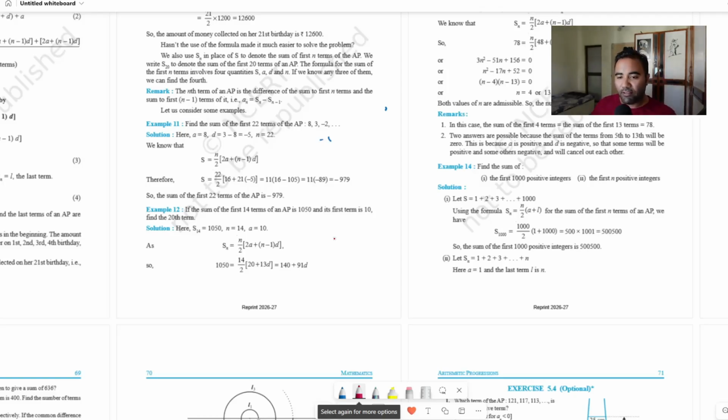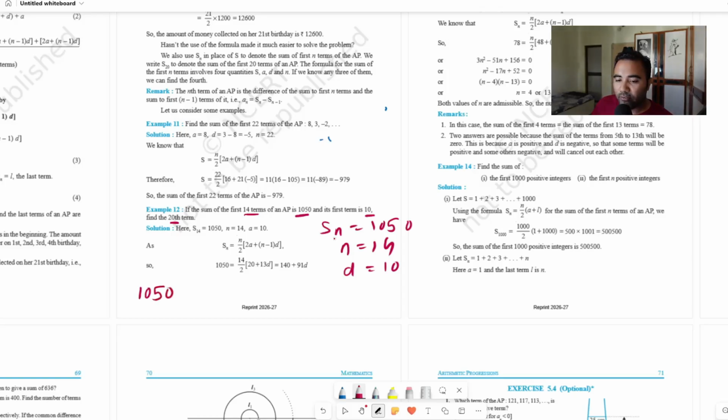So example number 12: if the sum of the first 14 terms of an AP is this and the first term is this, find the 20th term. This is a slightly twisted question, but let's see if we can solve it. The sum is given, so Sn is equal to 1050. The sum of the first 14 terms, so n is equal to 14. A is given as 10. So from here I think we can calculate the common difference.